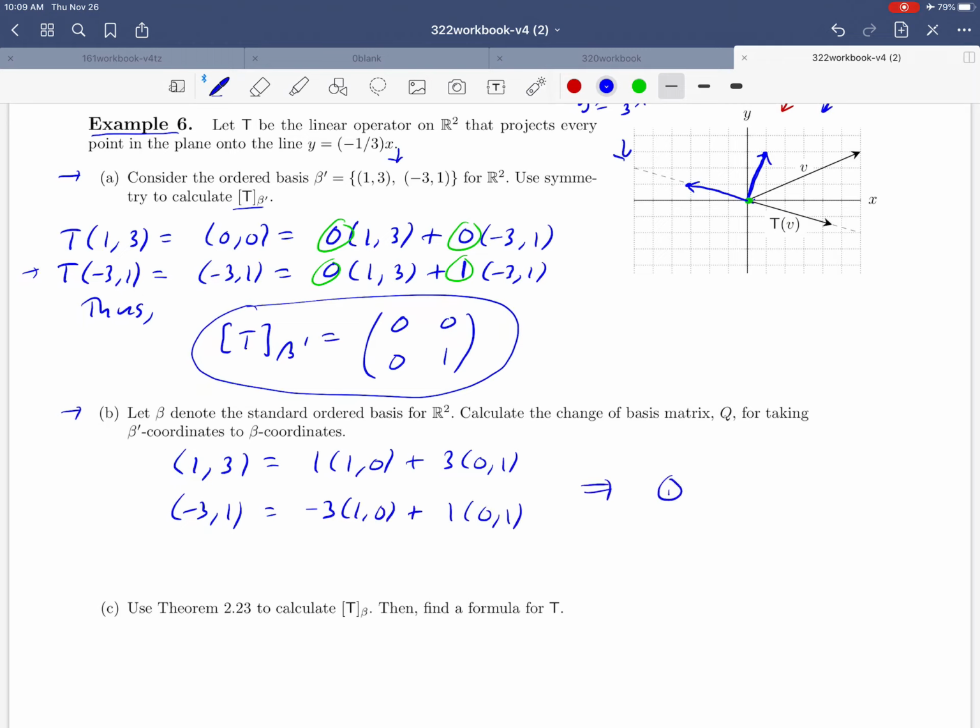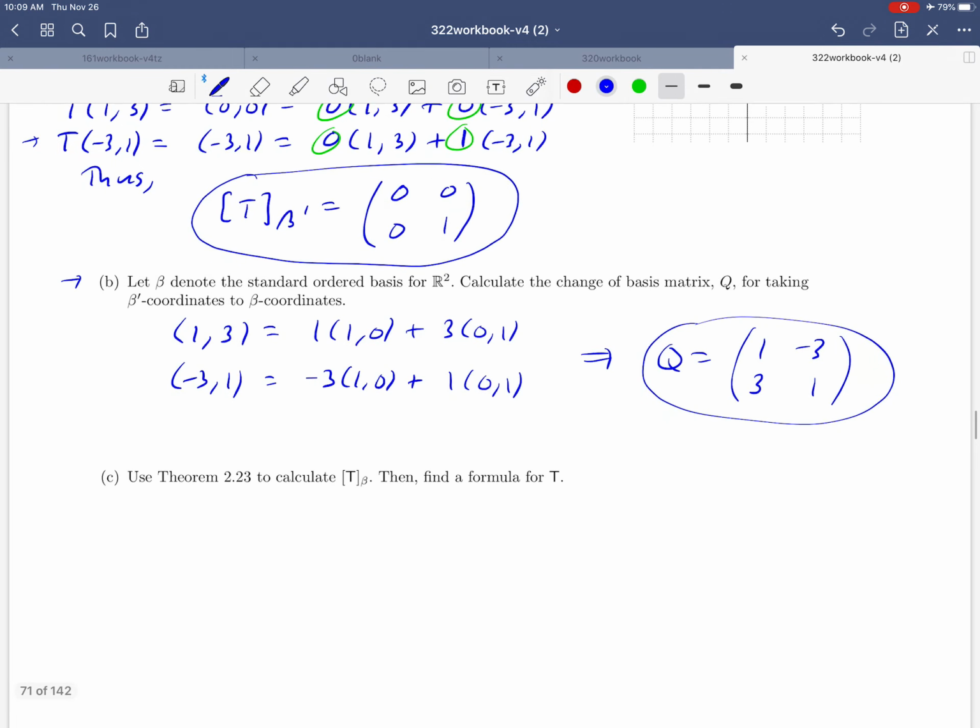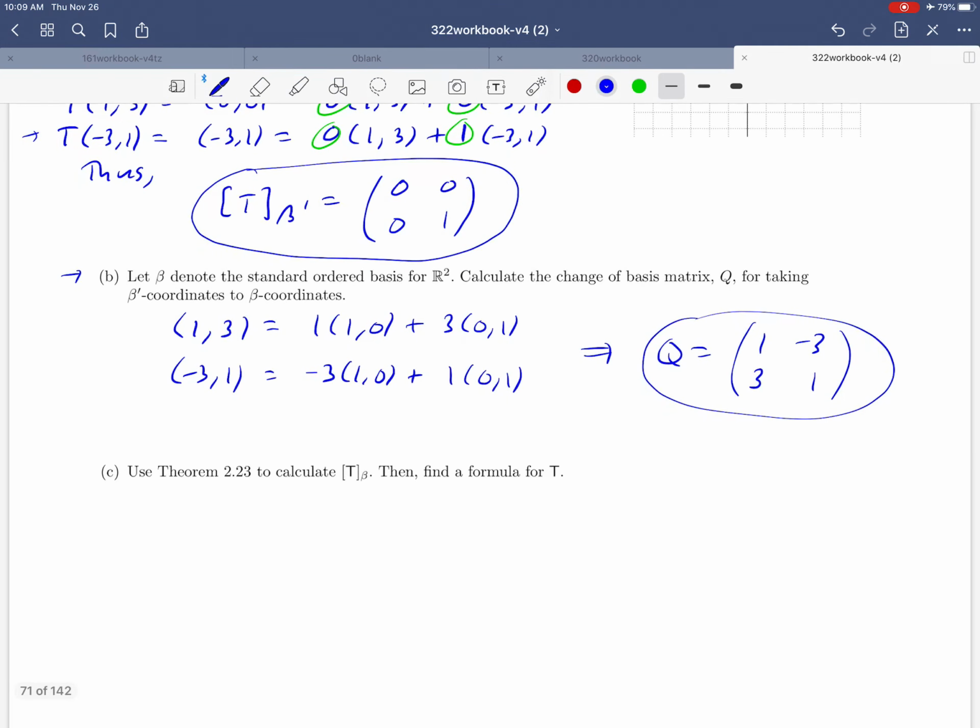All right, and that leads us to a change of coordinate matrix that looks like 1, 3, negative 3, 1. Okay, there's our answer to B. All right, and then finally, we'd like to use Theorem 2.23 to calculate the matrix of T relative to beta, the standard ordered basis, and that's going to lead us naturally to a formula for T.